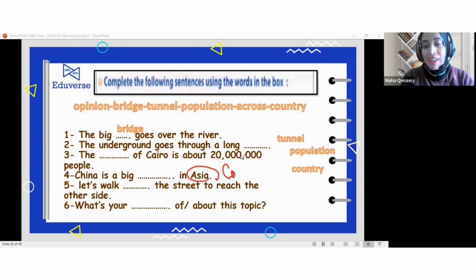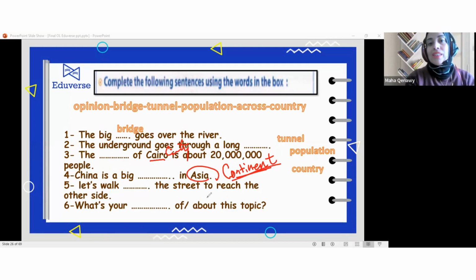Who can remind me? Continent. Very good. Continent, bigger than a country. It contains a lot of countries, like Europe. Africa is a continent. Cairo, Alexandria, all of these are cities. They are neither countries nor continents, remember. So the biggest is a continent, then country, and then city or town.